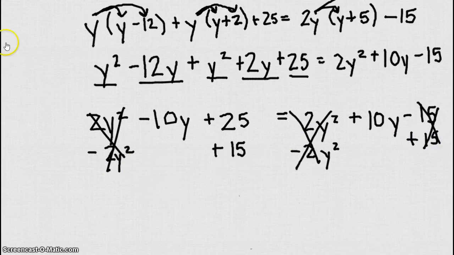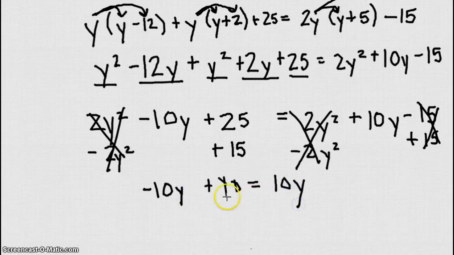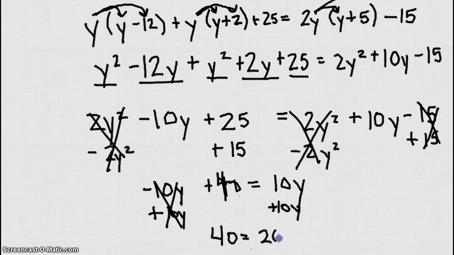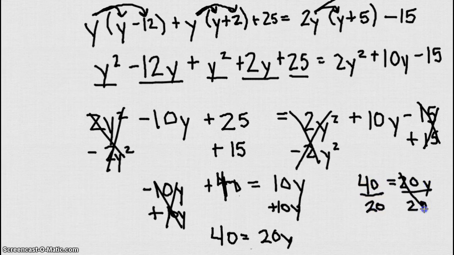We wind up with negative 10y plus 40 equals 10y. That should be a 4. So then we add 10y to both sides, and we get those to cancel out. We get 40 equals 20y. So then we're going to divide both sides by 20, and we're going to get 2 is equal to y. So we found out that y is equal to 2. That's my final answer. So that's going to conclude our lesson.